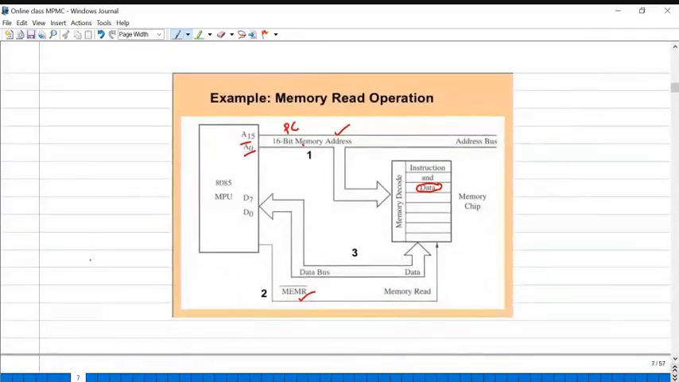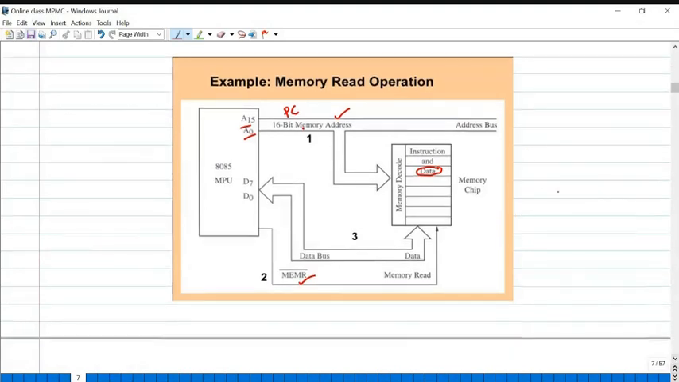Memory read operations. What are the steps involved during memory read operations? ALE must be high. AD0 to AD7 act as the address bus, and A8 to A15 the higher order address. During the T1 state, it points out the address location. Then in the T2 to T3 states, the processor issues the memory read control signal.